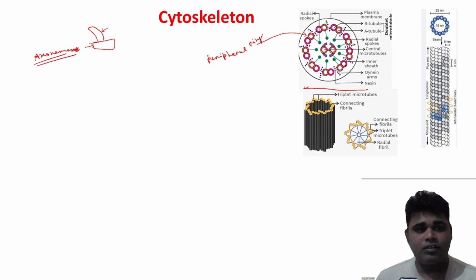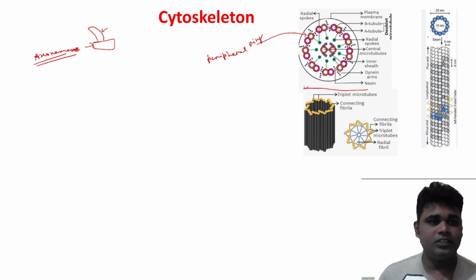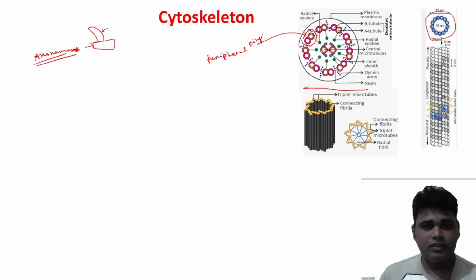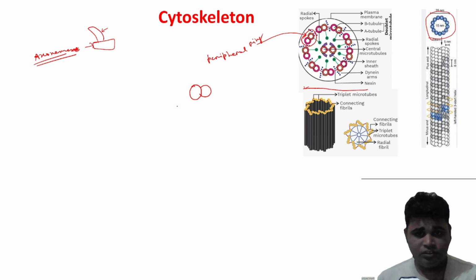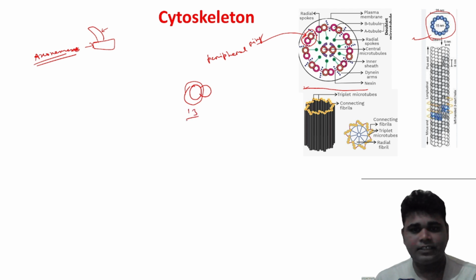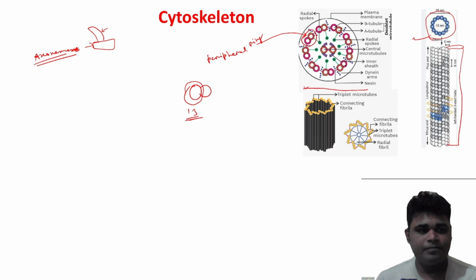So what are these structures? For example, as we have discussed earlier, two ring-like structures are present. One structure has 13 protofilaments, and to that another tube is joined, with the same structure. If we take the cross section, it looks like this: one, and another. This is the main structure.